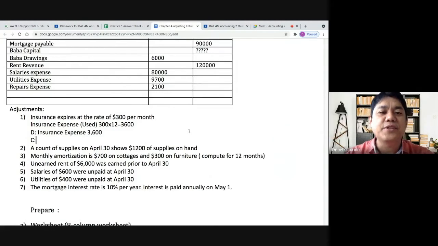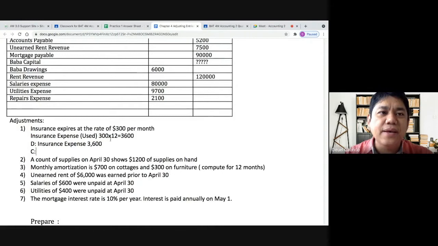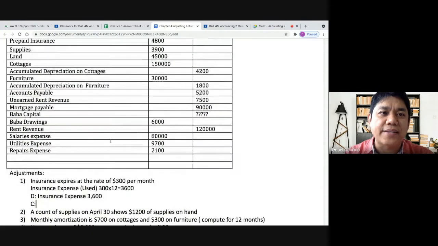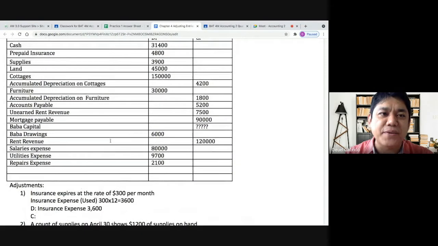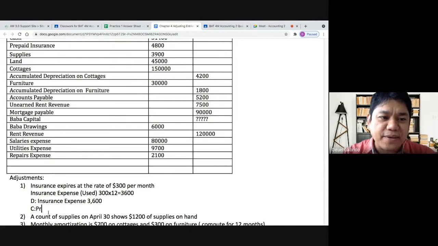What should be the credit? Okay, the amount of insurance used is 36. It's called insurance expense. What should be our credit? Guys, what's going to happen to the prepaid insurance? Will it increase or decrease? Decrease. It will decrease. So therefore, the credit is prepaid insurance, correct? Prepaid insurance. It will decrease by the same amount, 3,600. Do you understand that?